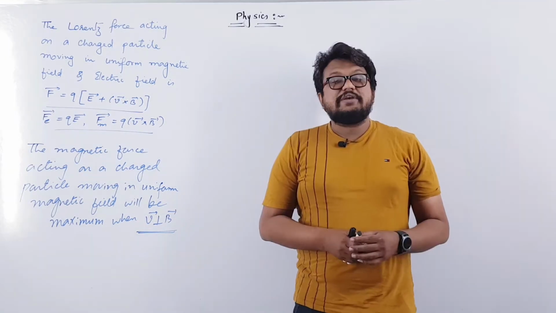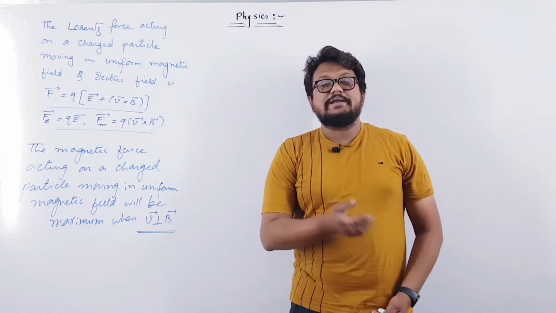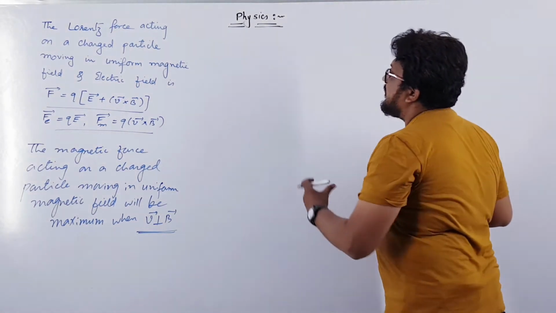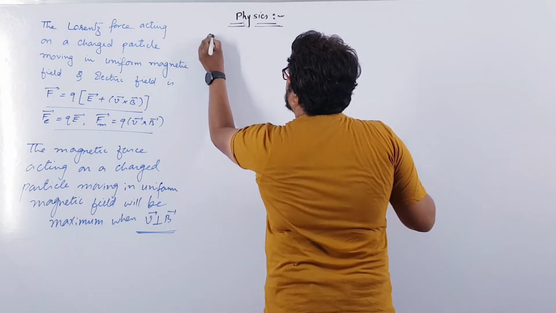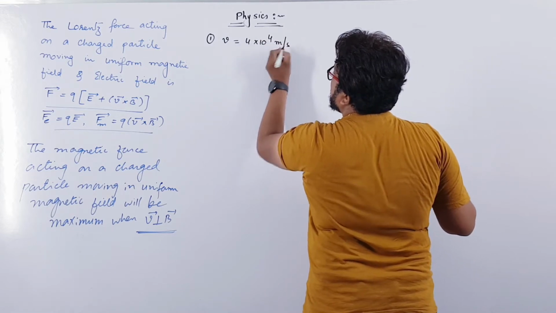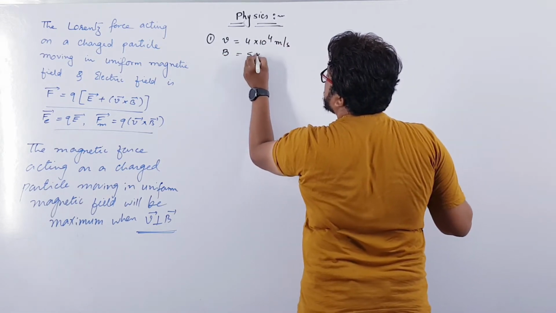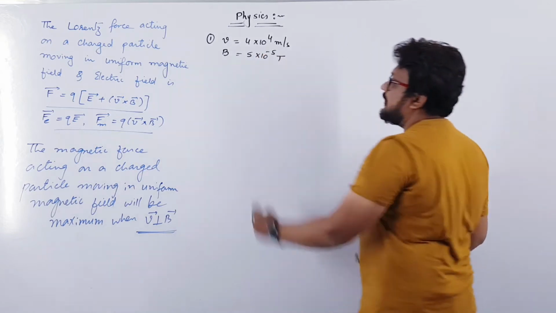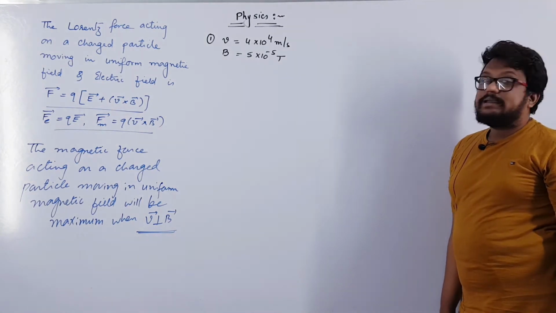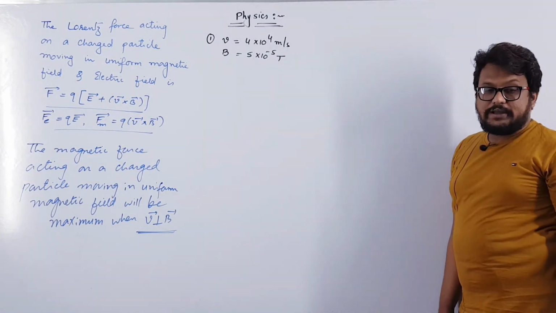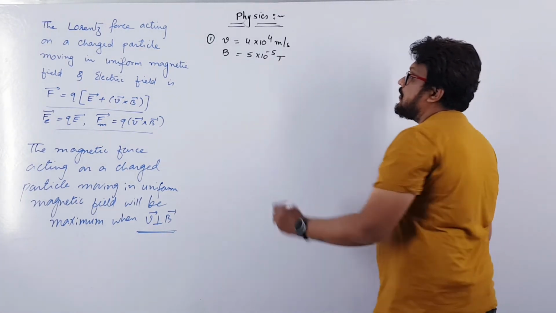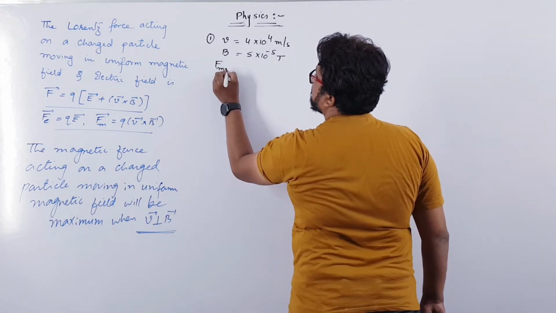The first one: an electron is moving with a velocity of 4 into 10 to the power 4 meter per second in a uniform magnetic field of 5 into 10 to the power minus 5 Tesla. Then the maximum magnetic force acting on it will be, you want to find the maximum magnetic force.